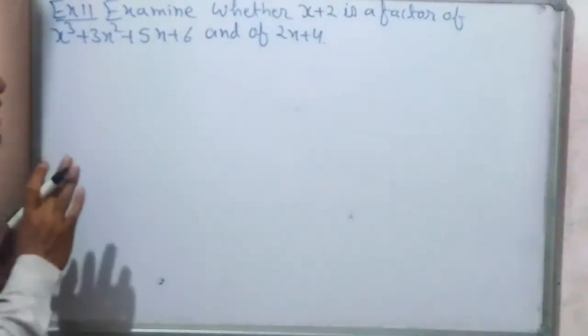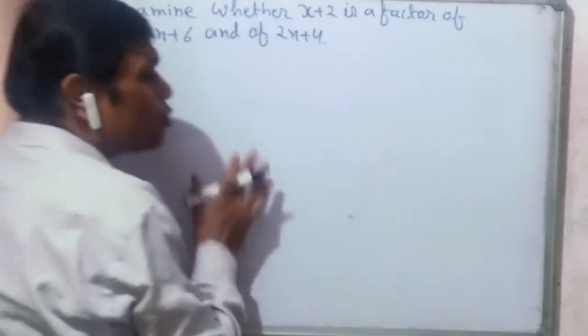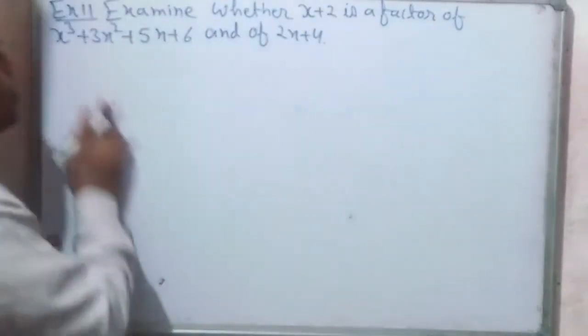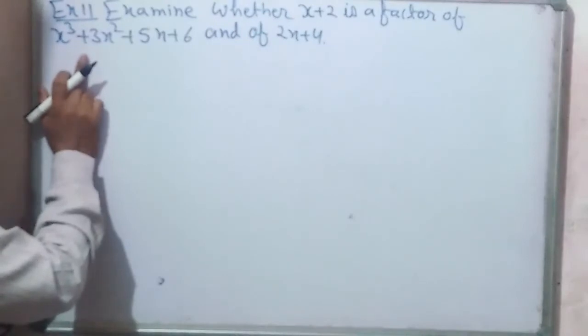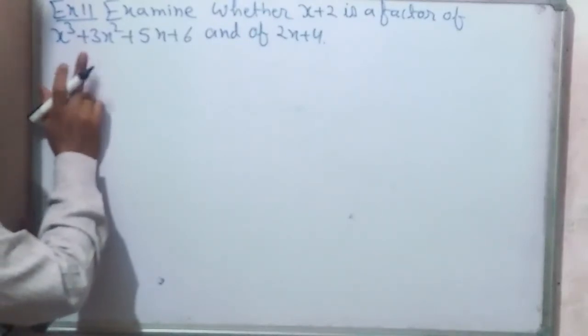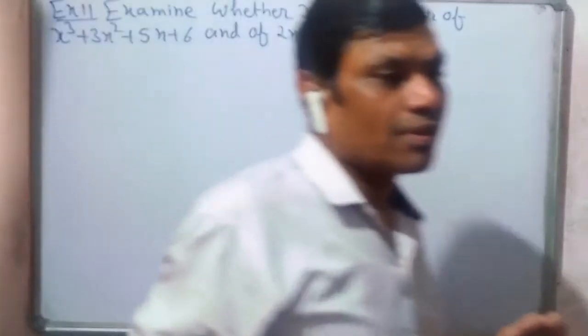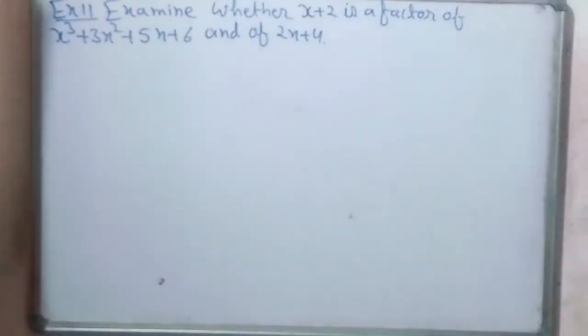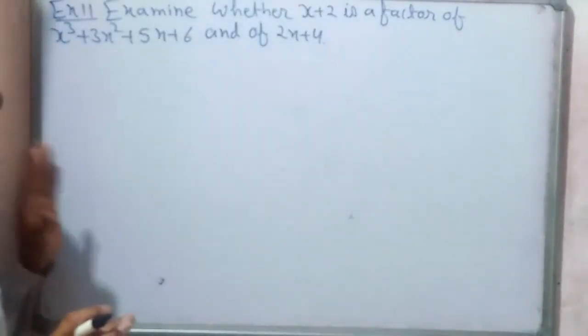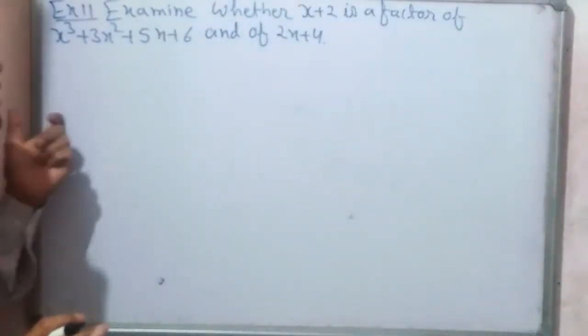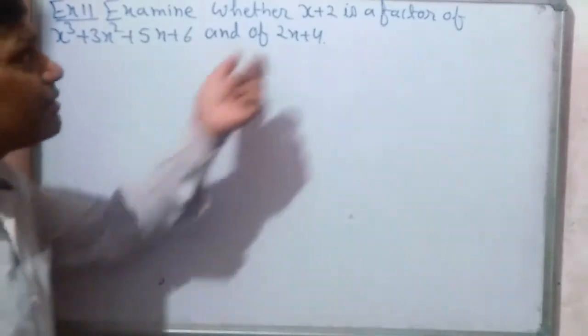So dear students, we have example number 11. What is it saying? Examine whether x plus 2 is a factor of x cube plus 3x squared plus 5x plus 6 and of 2x plus 4. In this question, we are given one more very important concept. I'll come to that at the end of this question. First, let us see what we have to do. Which factor do we have to examine? x plus 2.